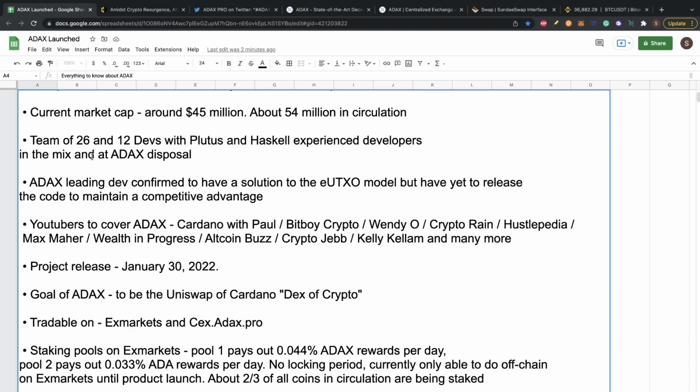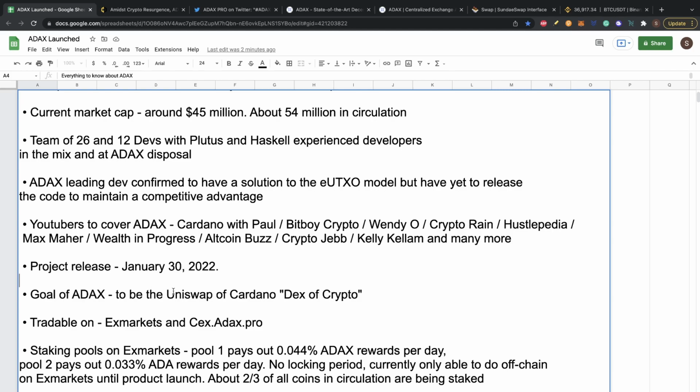The team is around 26, with 12 devs who have Plutus and Haskell experience, which are the languages for Cardano, at ADAX's disposal. ADAX's leading dev confirmed to have a solution to the UTXO model, but has yet to release the code to maintain a competitive advantage. There are many YouTubers that already cover ADAX, many of the famous ones. Of course, all these are partnerships. The project released, like they told, on the 30th of January.